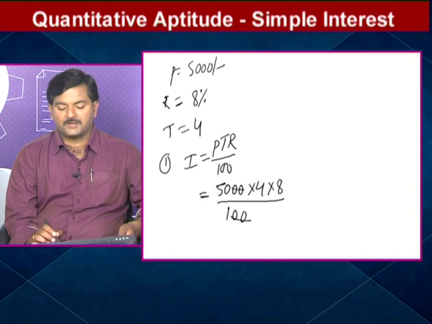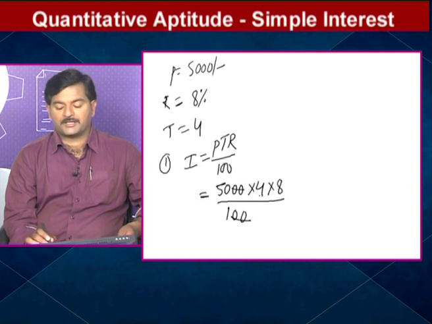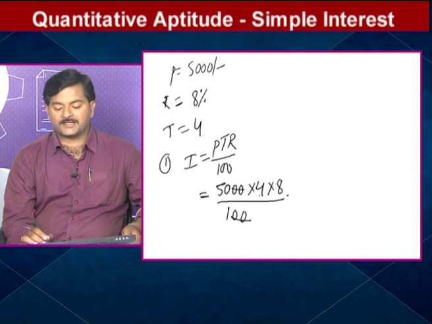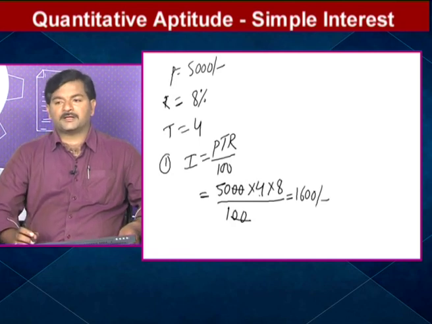So simplification: 2 zeros cancel. Here 4 5s are 20, and 20 means indirectly 2 8s are 16. So in total, how much am I getting? 1,600 rupees. Hence it is the simple interest. This is one way of doing it.